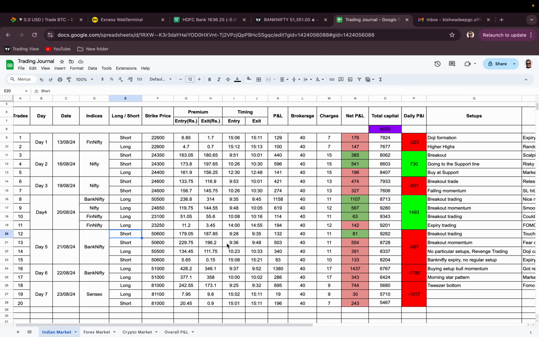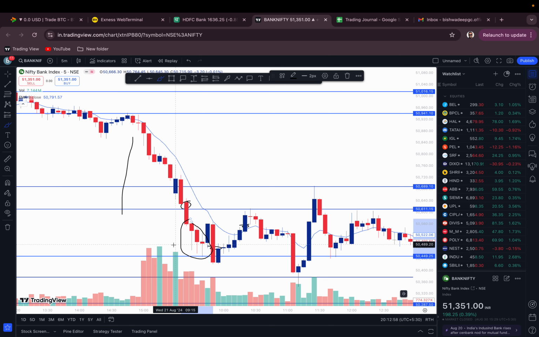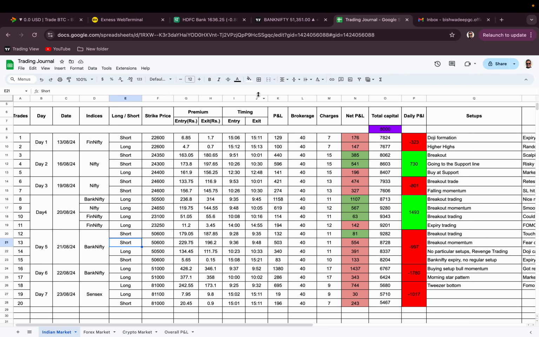This is the first trade that I took. Second trade, at what time? 936.